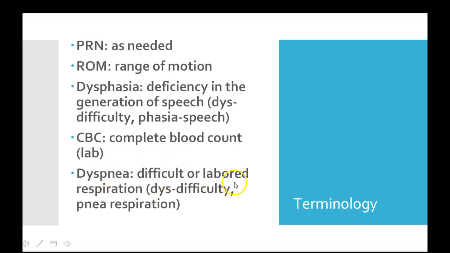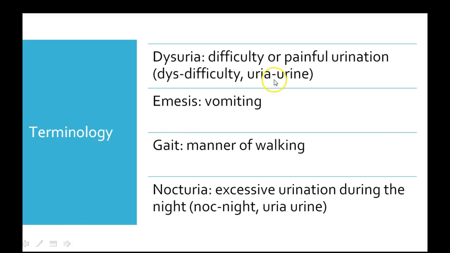Dyspnea, difficulty or labored respirations. You might say my patient is having some dyspnea, and I'm like, oh really? So they may have some nasal flaring, or you might see their breathing is labored, their chest, they're having a hard time breathing. We definitely want to help those patients. Now, sometimes patients have difficult or painful urination, dysuria. Okay, they're vomiting, emesis. Gait is how they walk, a steady gait or an unsteady gait. We need to document that. Nocturia, excessive urination during the night. They're up all the time.